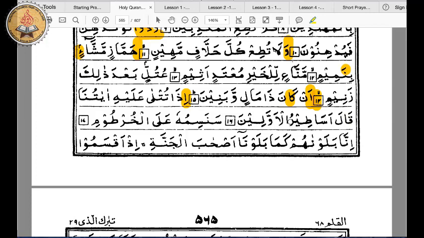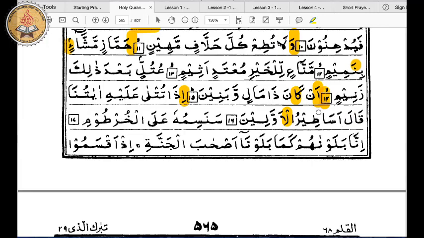So this ra with dhamma, you're joining to this lam sakin. So it's going to be asatirul awwalin. So just read from here again.